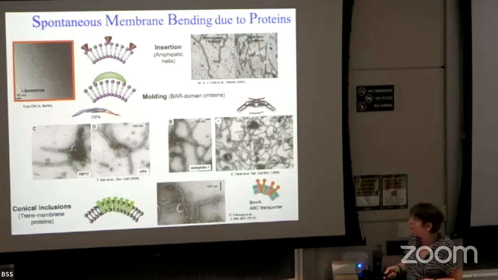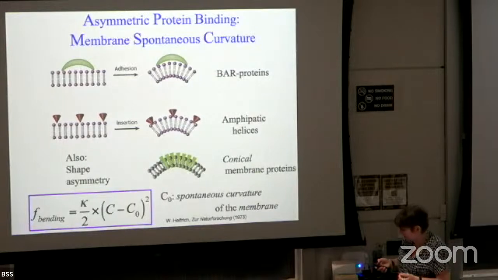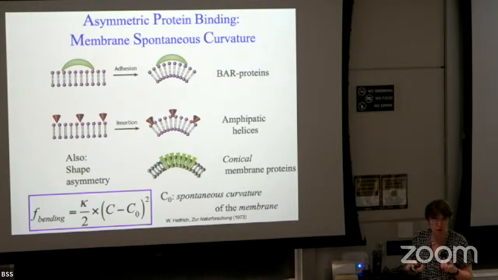And to account for this kind of deformation, what we have to introduce is what we call the spontaneous curvature of the membrane. So if the membrane is flat, it could have zero curvature. In the presence of proteins that bind in an asymmetric way or that have an asymmetric shape, you can see that the membrane now is curved, and the curvature of this membrane is called the spontaneous curvature.